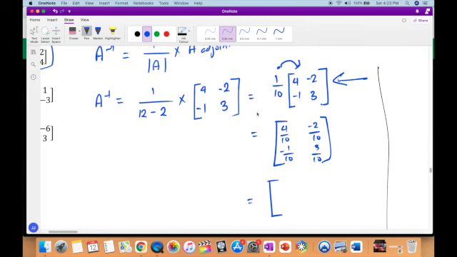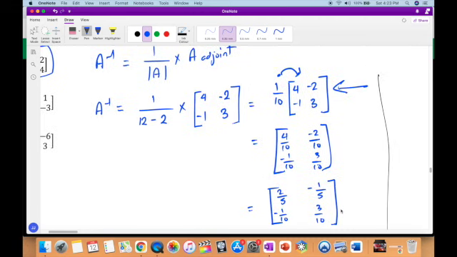But if you wanted to go through the horrors, and sometimes you do have to go through the horrors, yeah? If the question asks you, right? So 4 over 10 is 2 over 5. And then this one here is -1 over 5. And then this one here is -1 over 10. And this here is 3 over 10. And that is the final answer. Say done it when you're done.